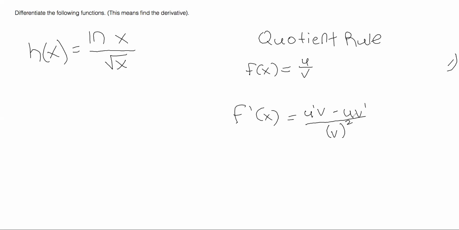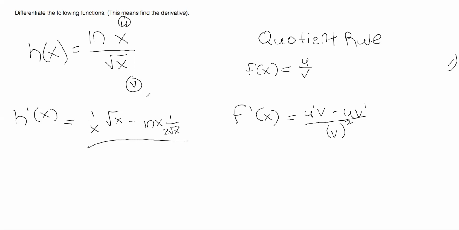So let's apply this rule to find h prime of x. So u is our top function, v is our bottom function. So we have the derivative of the top. So of course we remember that's just 1 over x times v, so square root of x. And then we have minus the top function times the derivative of the bottom function. And the bottom function is square root of x, so the derivative is 1 over 2 square root of x, all over the bottom squared.